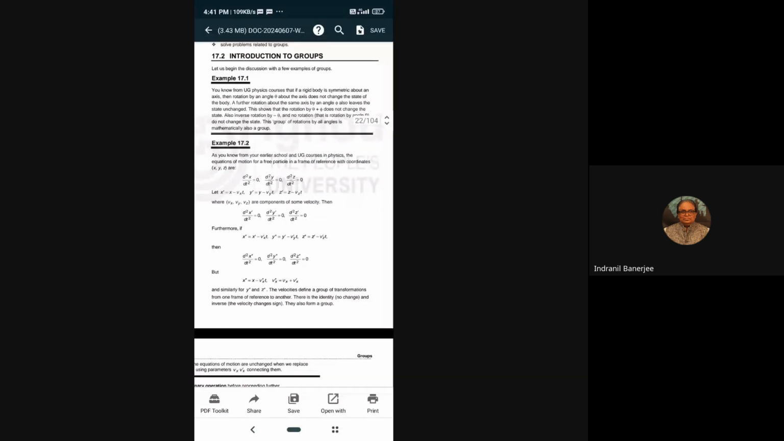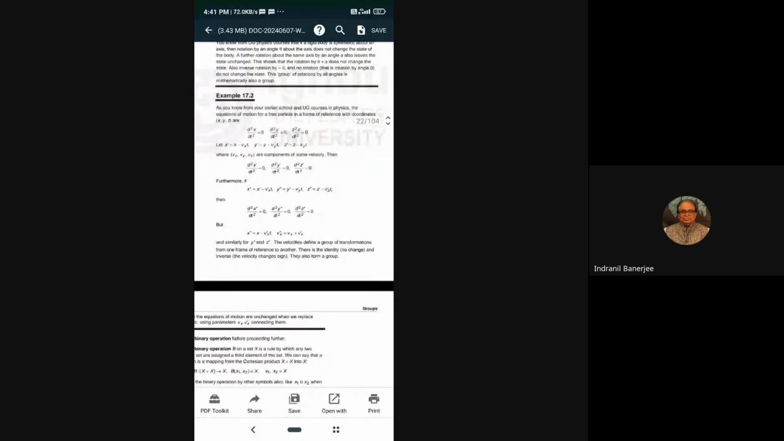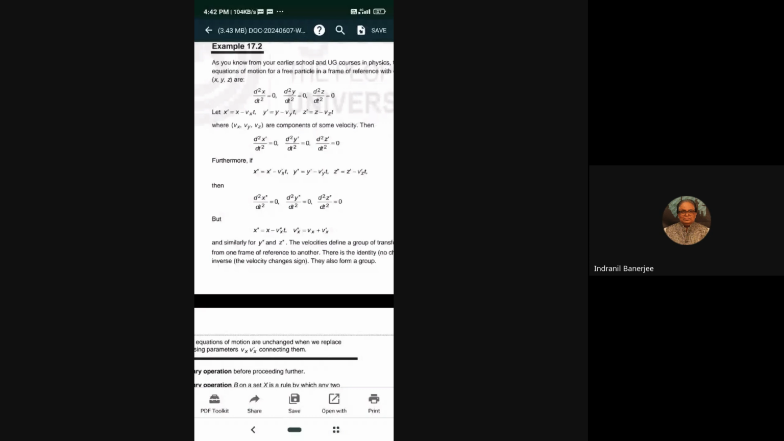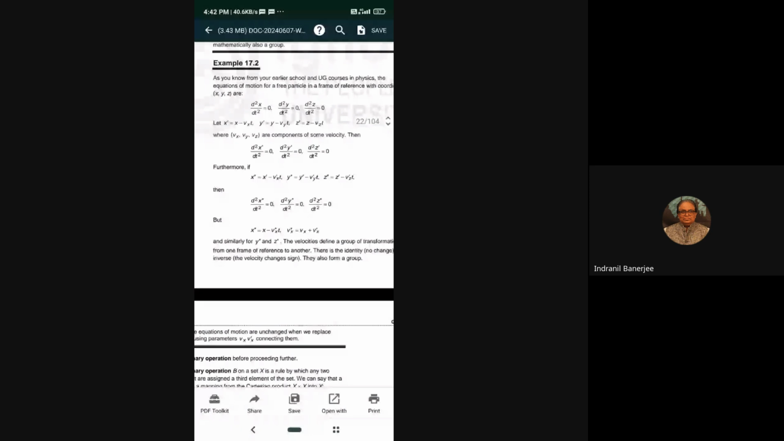Then see example 17.2. Okay. So what is 17.2? Equation of motion for a free particle in a frame of reference. So you will have things like this as shown in the screen, and you will finally see that x double dash is equal to x minus v double dash subscript x t, and v double dash subscript x is equal to v subscript x plus v dash x. And similarly for y double dash and z double dash.